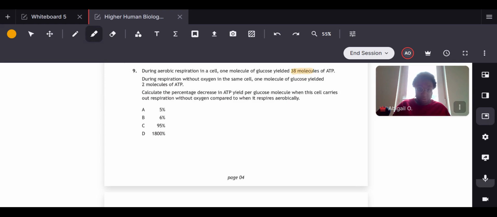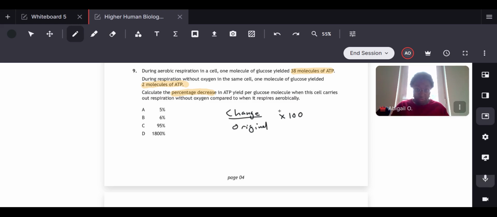Right, so this is going to be a bit of a maths question. So we're going to be using 38 molecules of ATP and 2 molecules of ATP. And what we're being asked to look at is a percentage decrease. So I think the easiest way sometimes to calculate this is using the little formula here, the change over the original value times 100. Whenever you're being asked to calculate a percentage change, you can always use this formula. The change in the values over the original value times 100 will give you the percentage increase or decrease.